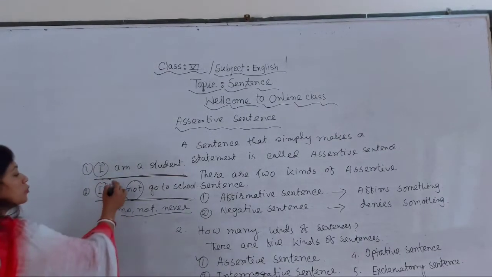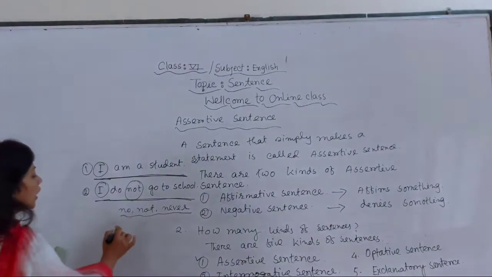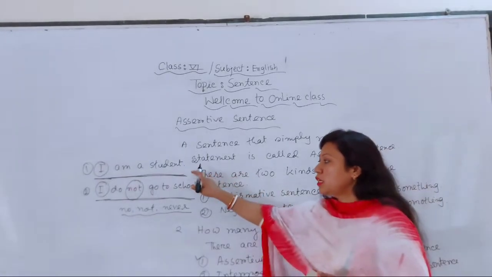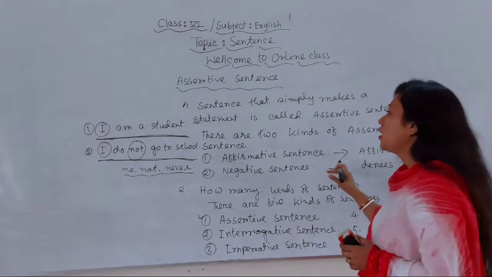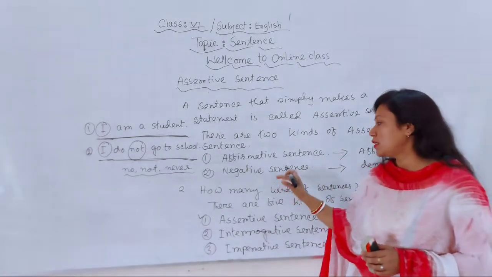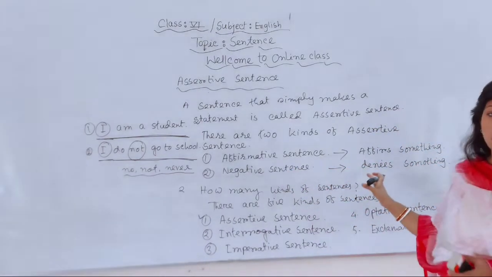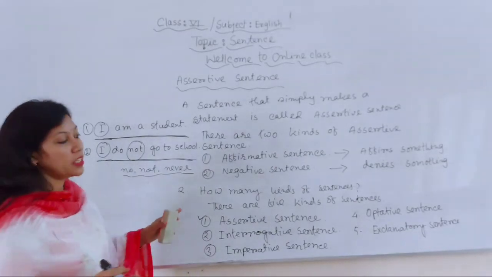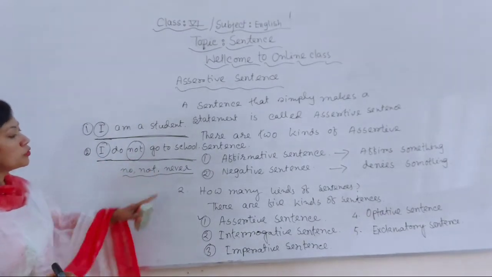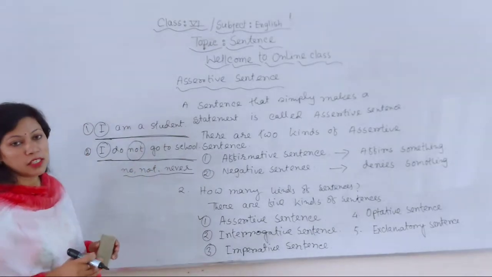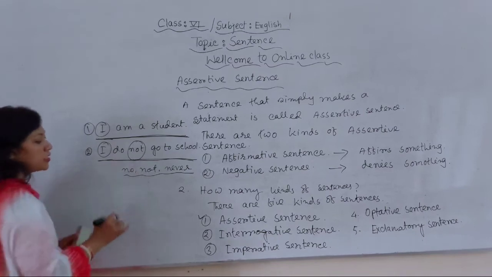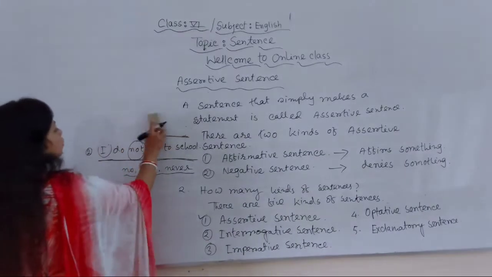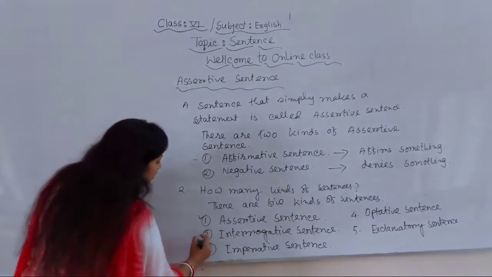And if a sentence expresses an affirmative meaning, there will not be any no, never, or not present. That's why it's an affirmative sentence. So, what is an affirmative sentence? A sentence that expresses an affirmative meaning is called an affirmative sentence. And if a sentence expresses a denied meaning, it is a negative sentence. I am a student expresses an affirmative meaning, so it's an affirmative sentence. I do not go to school expresses a denied meaning, so it's a negative sentence. Its identifying point is that if a sentence has no, not, never, or nothing, it's a negative sentence. Okay, now students, we discuss the interrogative sentence.